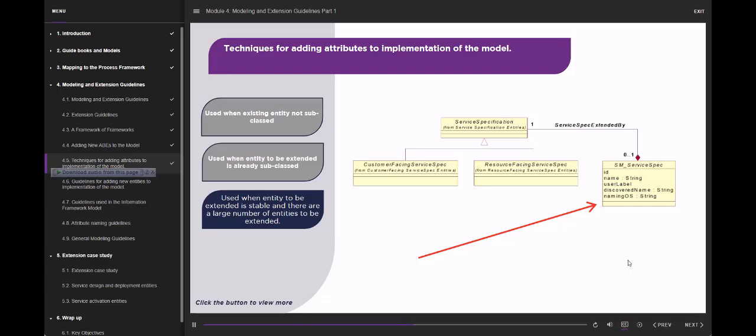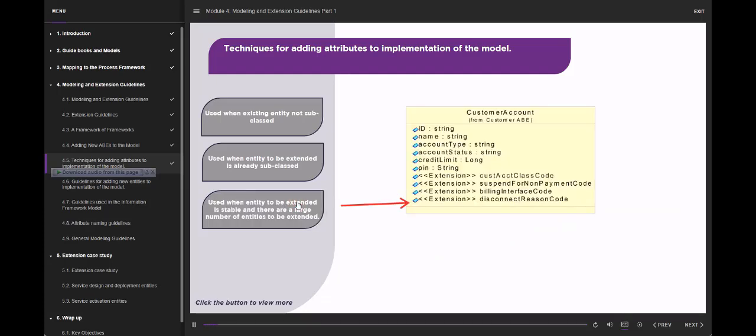Where the composition appears in the association is up to the modeler. Here, the composition is from the extension to the framework entity, implying the key entity is the extension. If the modeler wishes to keep the framework entity as the key entity, then the composition would be from the framework entity. Some modelers prefer to use an aggregation type of association, which is also acceptable. This is the most stable technique for adding attributes to an existing entity.